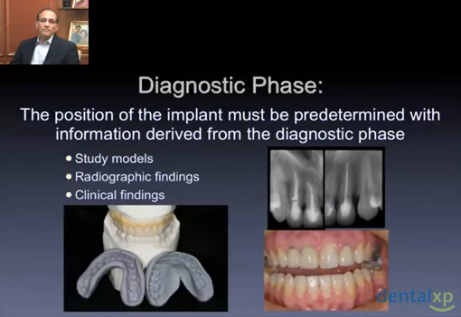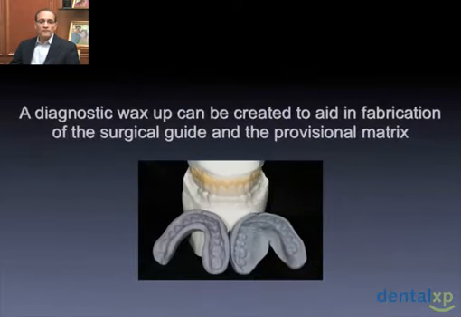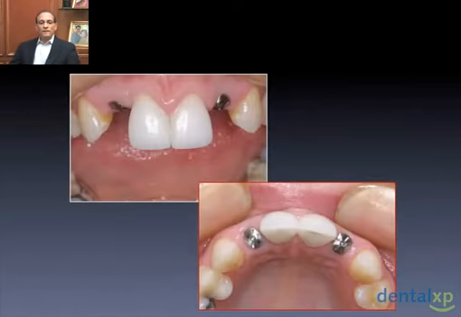The position of the implant must be predetermined with the information derived from the diagnostic phase. We need the study models, the radiographic findings and the clinical findings in order to plan the case properly. From that, the diagnostic wax-up can be created, and it will aid in the fabrication of the surgical guide that we can forward to the surgeon and the creation of the provisional matrix that we're going to use to create our provisional. So in this particular case, osseointegration has occurred, the patient presents back to our office, and we want to take a look at what the patient presents with.